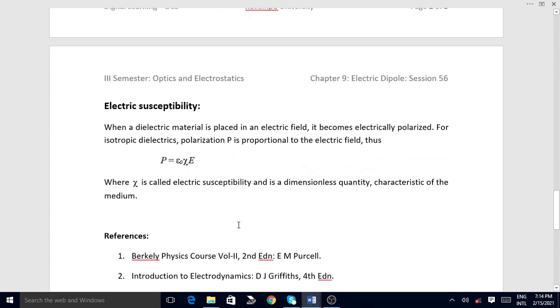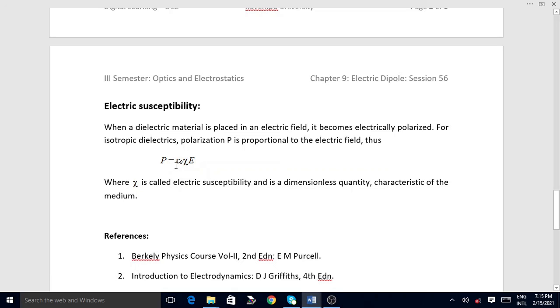Electric susceptibility. When a dielectric is placed in an electric field, it will be polarized, and this polarization is proportional to the applied field. When the field is more, polarization will also be more. This is true for isotropic dielectrics. For isotropic dielectrics, polarization produced in the dielectric is proportional to the applied field. Then we can write that polarization is proportional to the applied field E, or introduce this constant of proportionality chi.